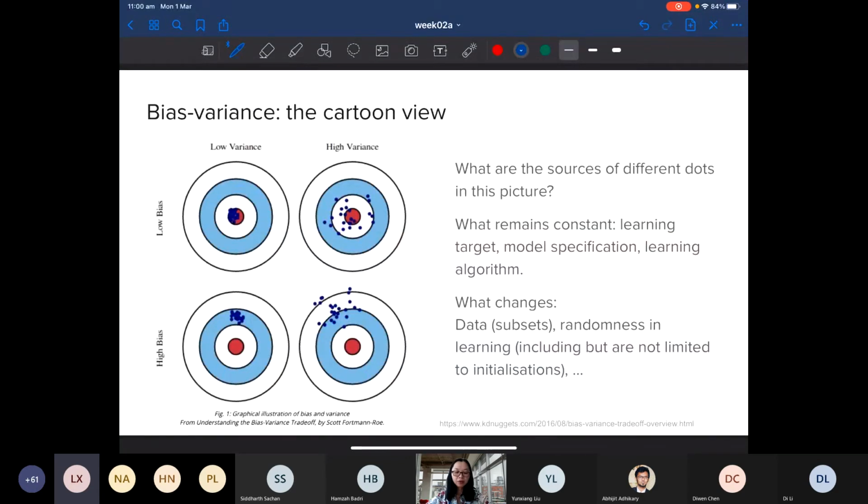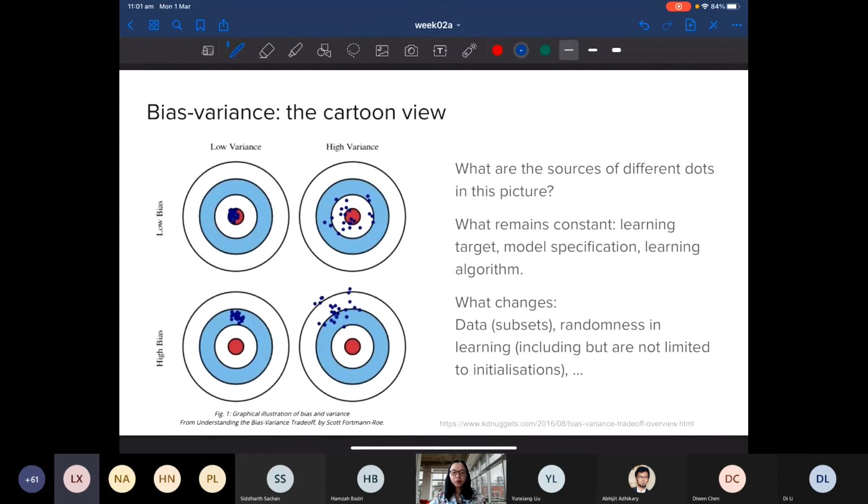There can be a few different cases. We can have high bias and low variance, in the lower left, meaning the different estimates are close to each other, but they're far away from what the true generating model is. One could have low bias but high variance, meaning the variations across different estimates are big, but on average, if you average them, hopefully they are still close to what the true model is. And of course, the worst case is high variance and high bias.